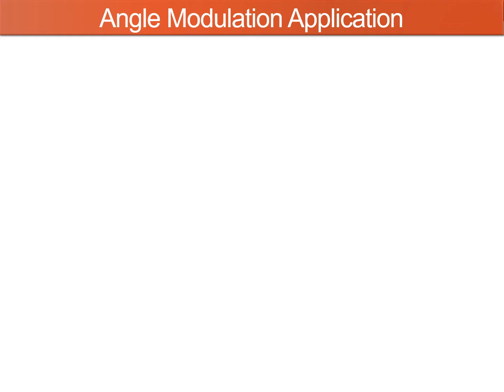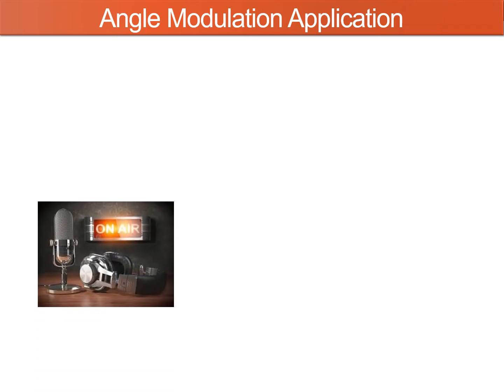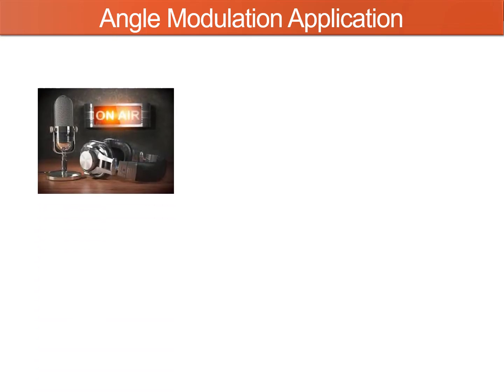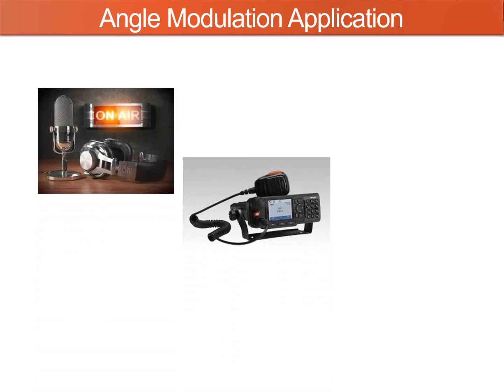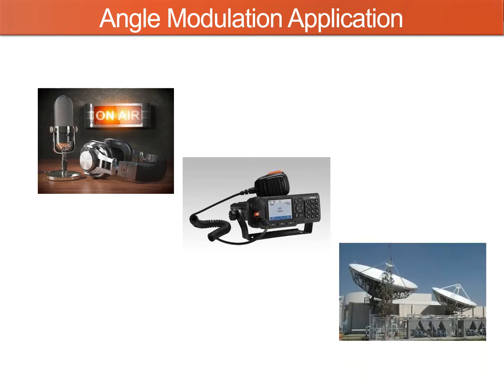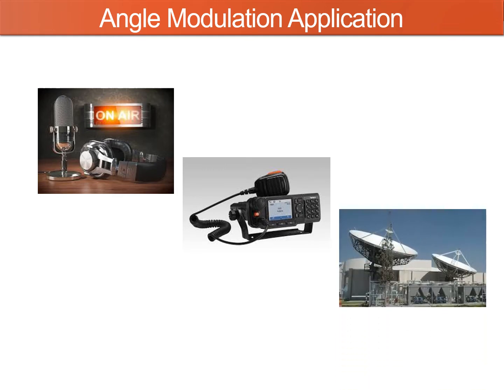Okay, for angle modulation application, because of its superior performance over AM, it is widely used for commercial broadcasting, for radio broadcasting, and also for microwave and satellite communication systems. FM is probably the most commonly used analog modulation technique, but PM is rarely used in analog systems, but is very common in digital communication systems.